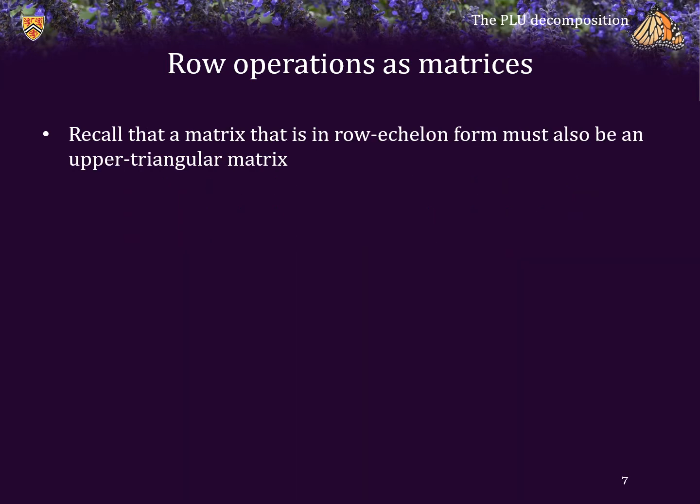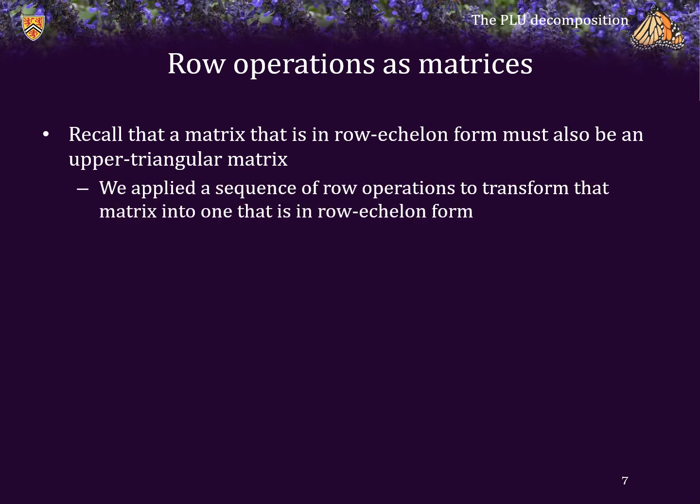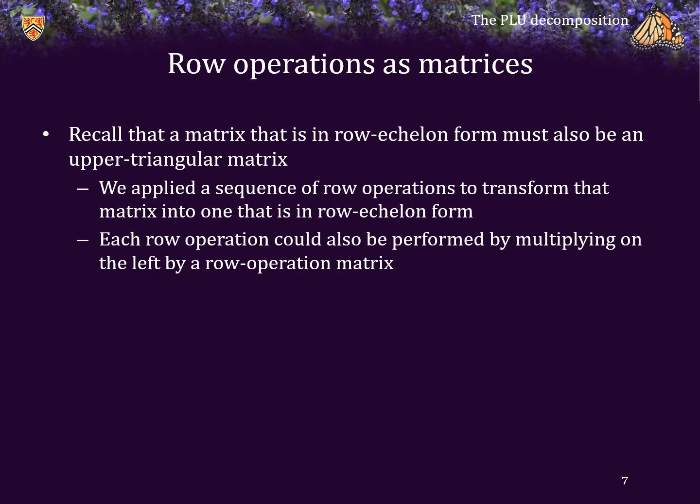Now you may not have thought of it, but if a matrix is in row echelon form, that matrix must also be an upper triangular matrix. Also, we applied a sequence of row operations to transform the matrix into one that is in row echelon form. Well, because each row operation can be represented by a matrix, then we could record these matrices and store them.